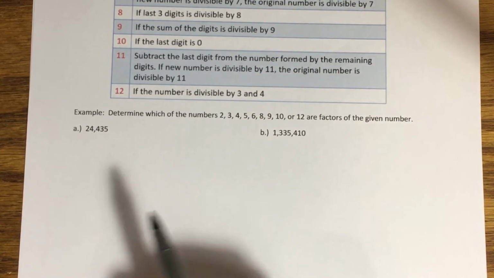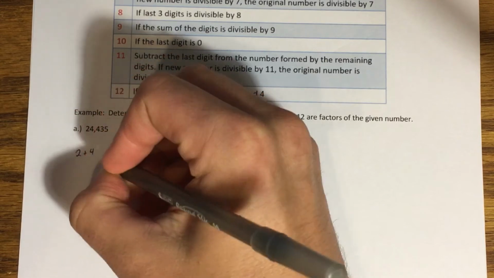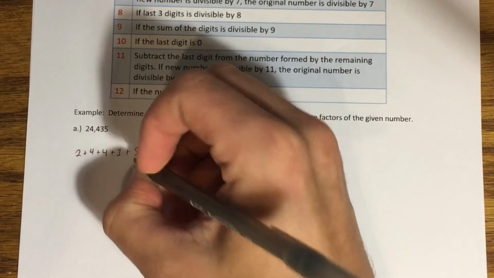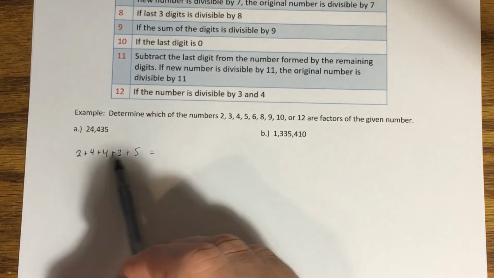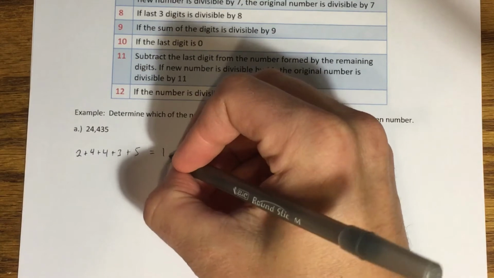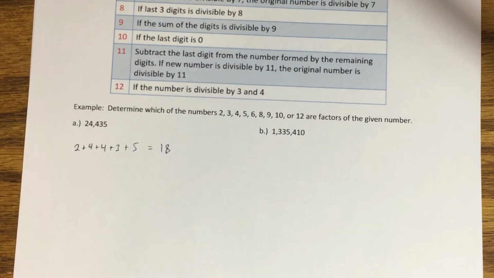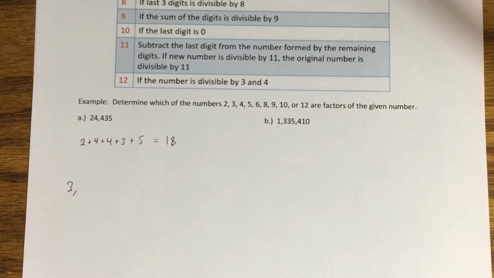The divisibility test for 3 says that I add these digits up. So 2 plus 4 plus 4 plus 3 plus 5. Those are the 5 digits of that number. What does that add up to? It's 10 plus 8 is 18. Well, 18 is divisible by 3. It's 3 times 6. So 3 is one of my factors.